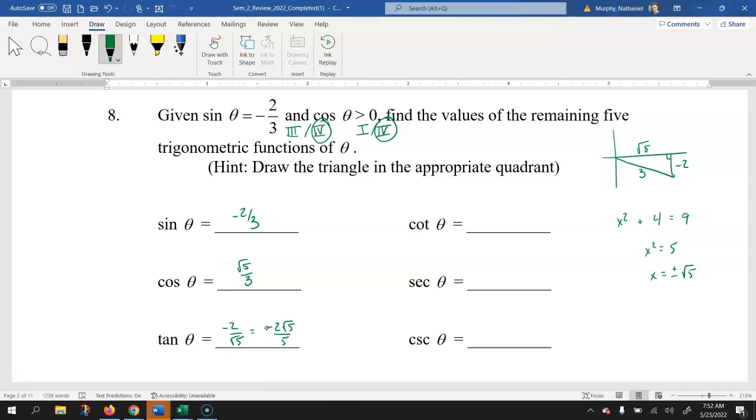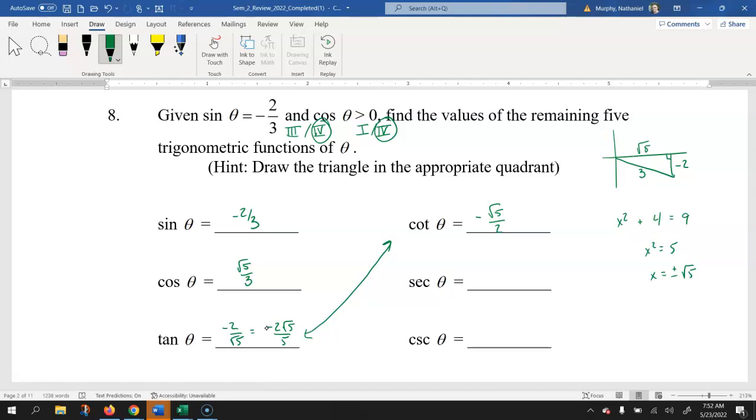This next one, they're asking for the cotangent. Remember, the cotangent's the reciprocal of the tangent function. And so we're just going to take the reciprocal of what we had at the beginning there to make it easier. The reciprocal of negative 2 over square root of 5 would be negative square root of 5 over 2.